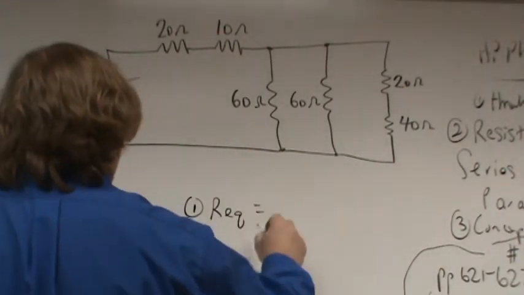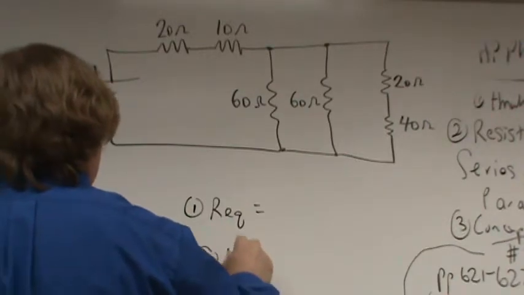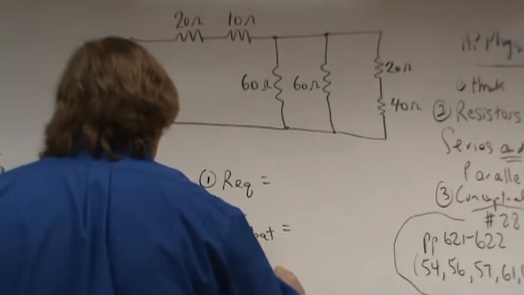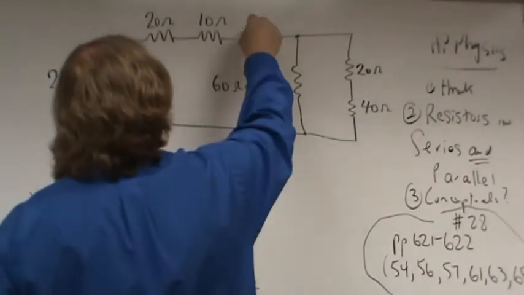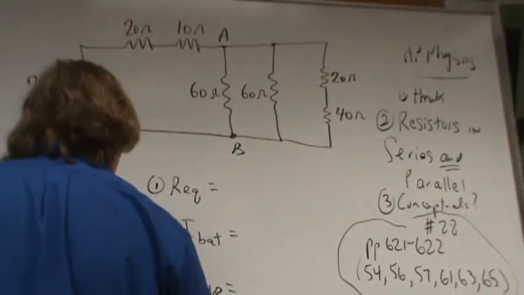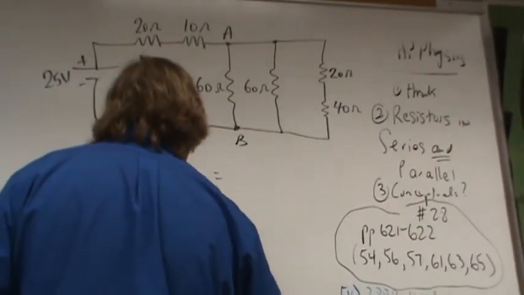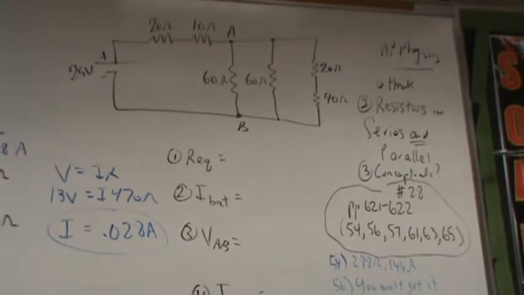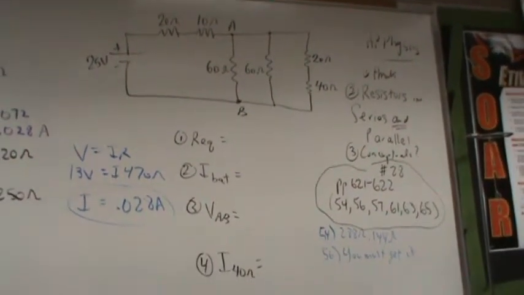I need to get the equivalent resistance. I need to get the current out of the battery. I need to get the voltage drop from A to B, where this is A and this is B. Okay? And then finally, I want you to get the current in the 40 ohm resistor. Good luck, you guys. And I will walk around and help you.